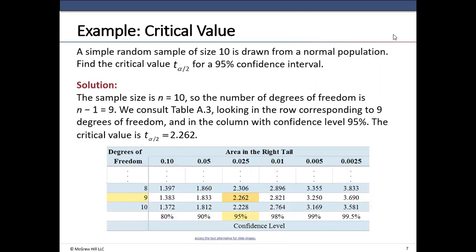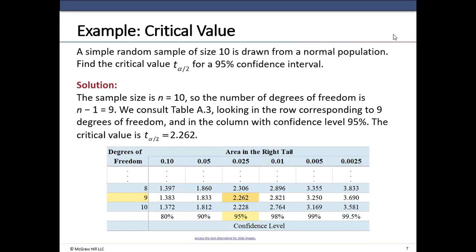So here, a random sample of size 10 is drawn from a population. Find the critical value of t alpha by 2 for a 95% confidence interval. Again, second vars 4. So the area is 0.025 because the confidence level is 0.95, the area in the center is 0.95. 1 minus 0.95 is 0.05. Divide that by 2, the area in each tail is 0.025.